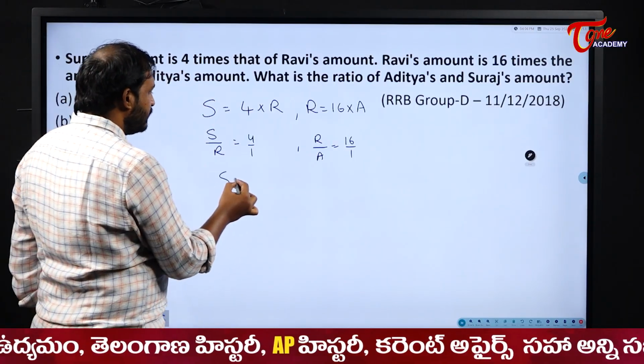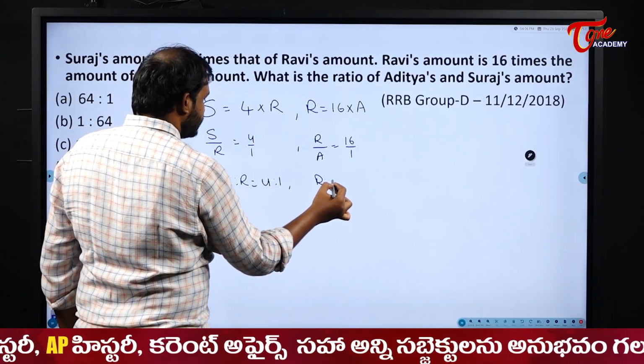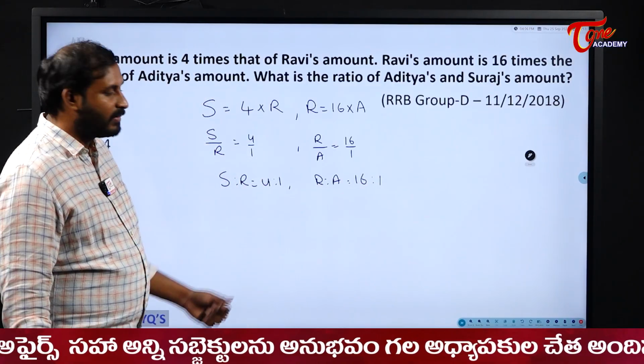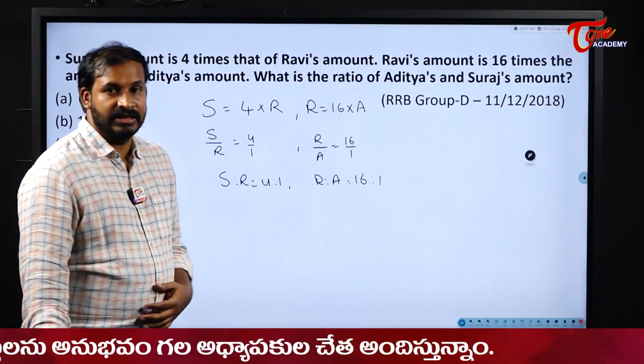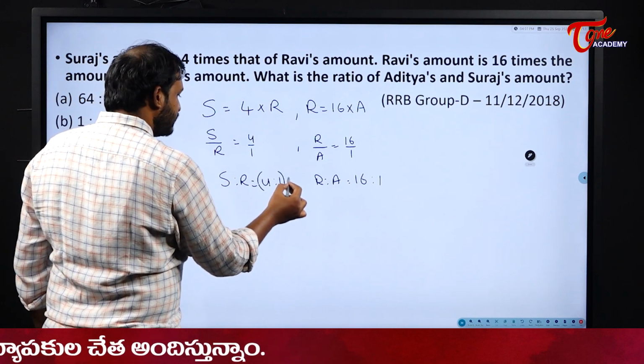So what can I write here? S is to R is equal to 4 is to 1, and R is to A is equal to 16 is to 1. To join these two ratios, what is common here and here, students? Here R is 1 part and here R is 16 parts. Now tell me how I can multiply this one. I should multiply this one with 16.